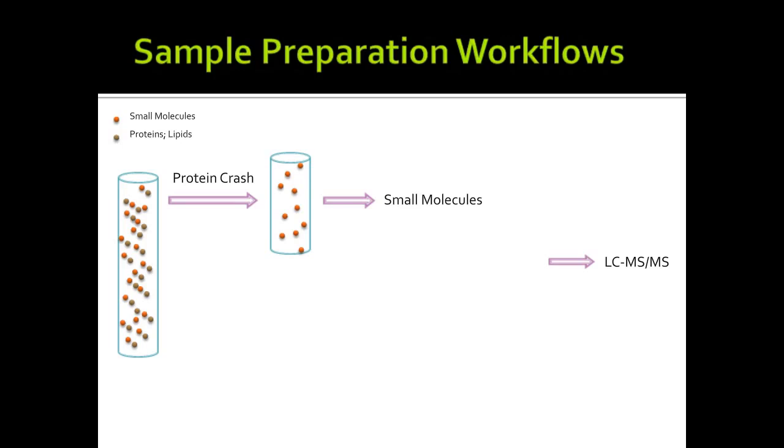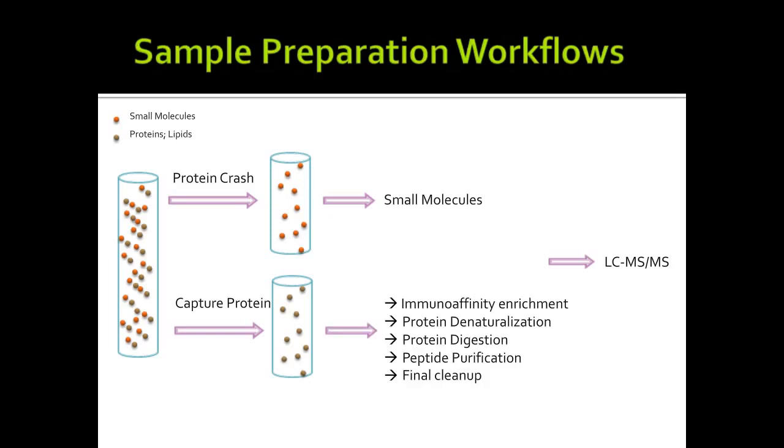If we're interested in protein, let me move to the next part. All right, great. So we actually want to capture those proteins, the large molecules to study, and we want to discard the small molecules. To achieve that, it requires different tools and technologies. Here are a few that are typically used for capturing proteins. One is immunoaffinity enrichment, and we also need protein denaturation, protein digestion, and purification. At the end, we also need a final cleanup step. After the final cleanup step, that's when we send the samples to mass spec for analysis.